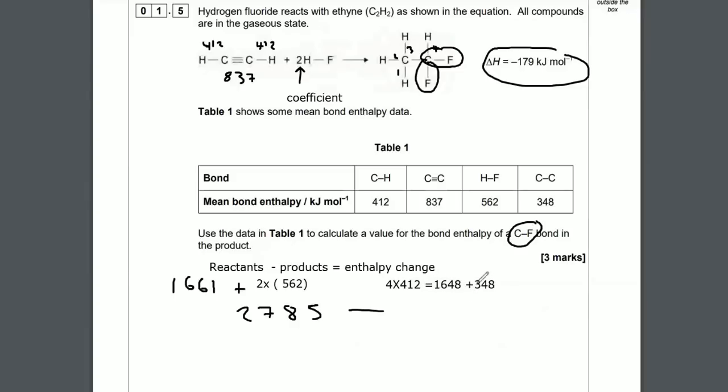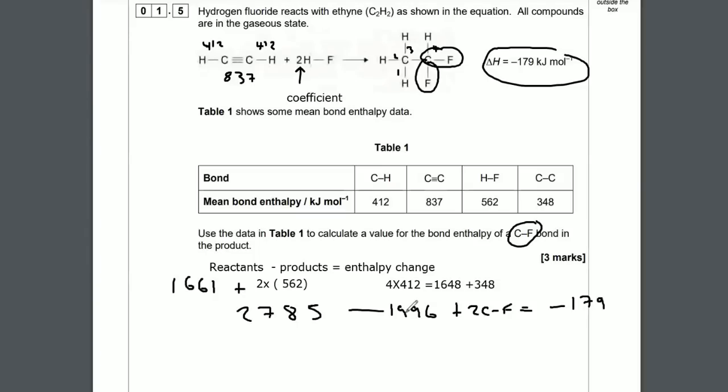So we now minus the product. So I'm going to do 4 times 412 is 1648 plus 348 equals 1996. And that equals an enthalpy change of -179. Hold on. I forgot the 2F. So yeah, we've got the missing CF bond as well. So I get 1996. That's for the 4 CH bonds. And that's for the CC bond. And then I have plus 2CF, and that equals -179.